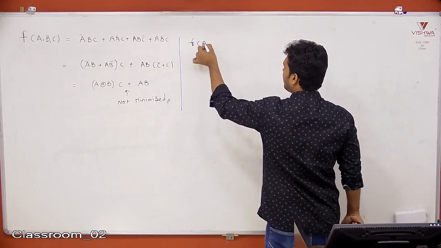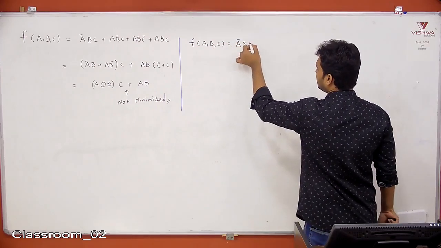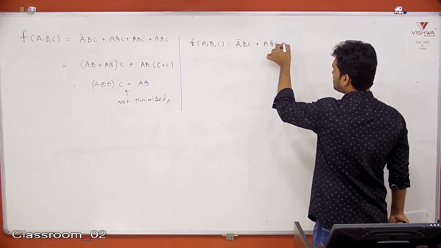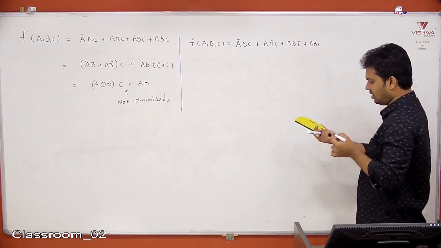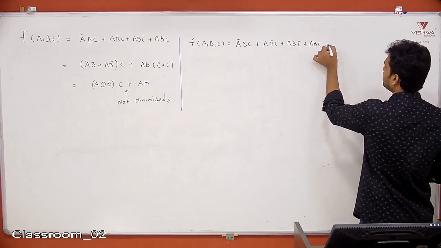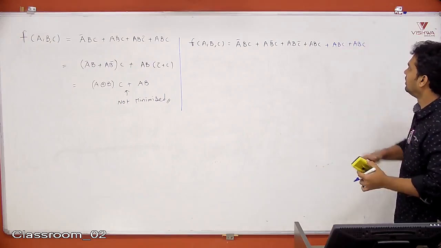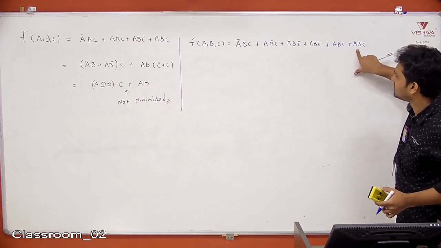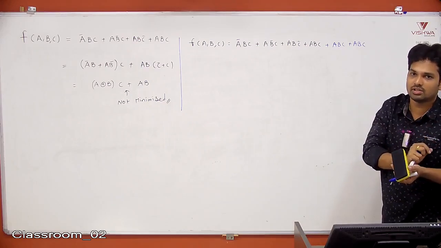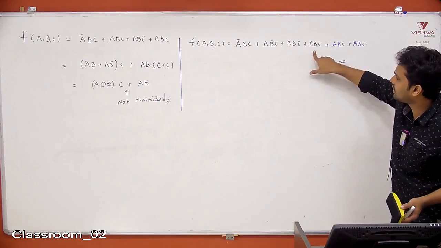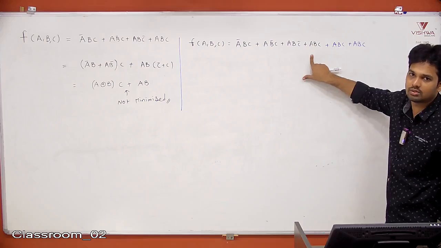F of A, B, C equal to A bar, B, C, A, B bar, C, A, B, C bar, A, B, C. Please observe here. Here, I will add two more ABCs. Can I add it or not? You tell me. ABC plus ABC plus ABC, what is the answer? Sorry, 1 ABC. You can add any number of ABCs, you will again get ABC only in Boolean algebra, because A plus A is equal to A, right?